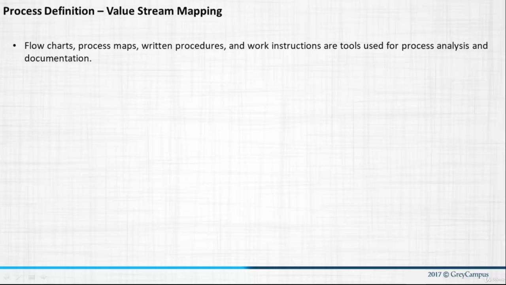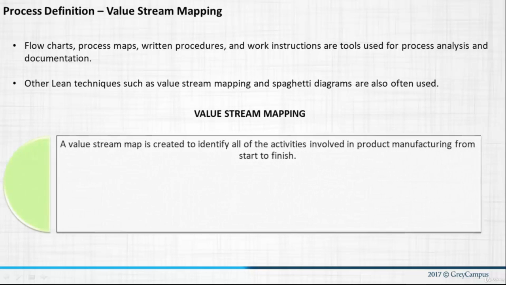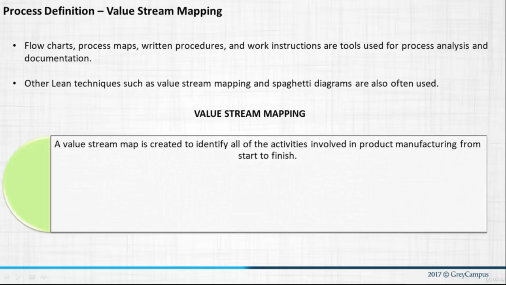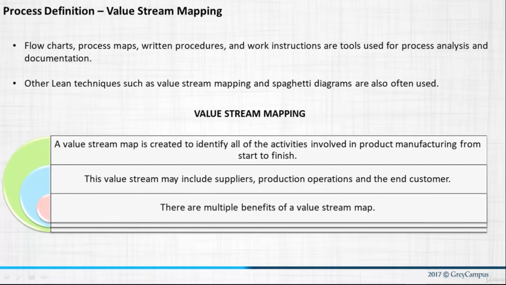Value stream mapping is a specialized process map that comes from the Lean toolbox. The purpose of a value stream map is to identify and eliminate waste. Value stream maps are typically done in the define phase of a project in order to identify problem areas of a process.